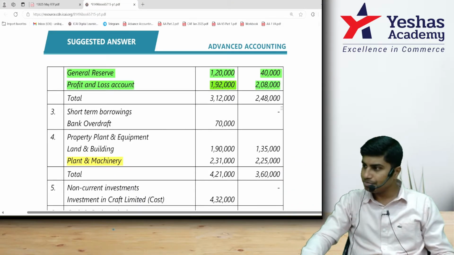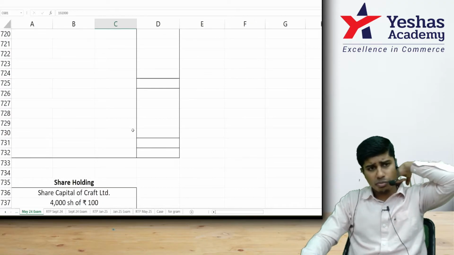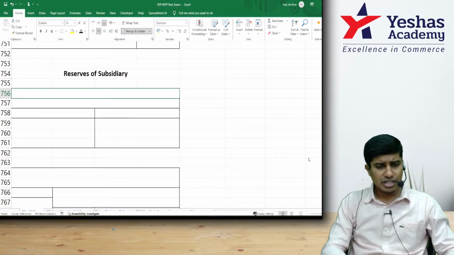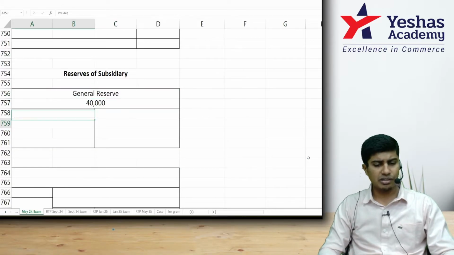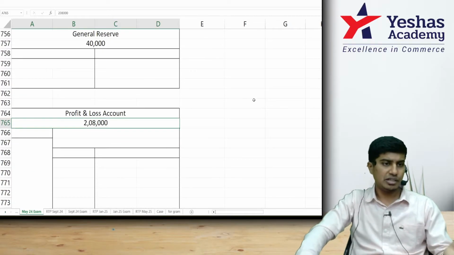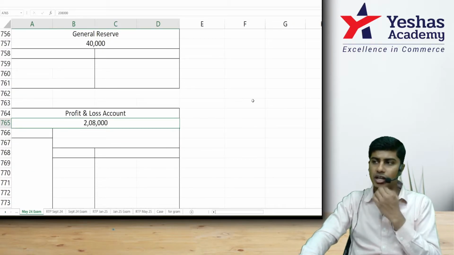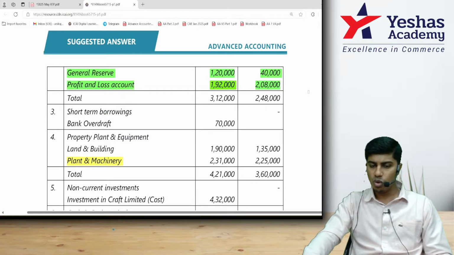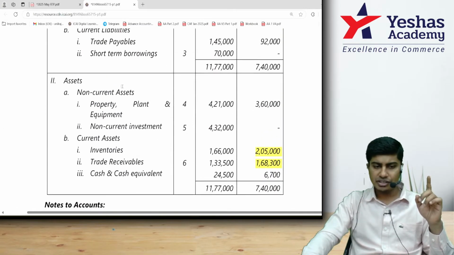So shall we do that? I'll take it not to my notes to accounts but to a table after that. I'll write reserves of subsidiary. General reserve 40,000, P&L account 2,08,000. This has to be analyzed into pre-post, then holding and minority. We'll do it later when we have sufficient information. Right now, I'll move on. I'll come back to the balance sheet.